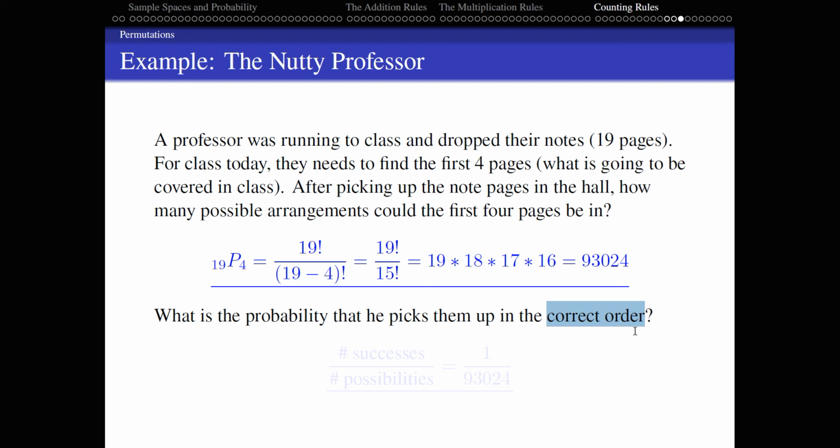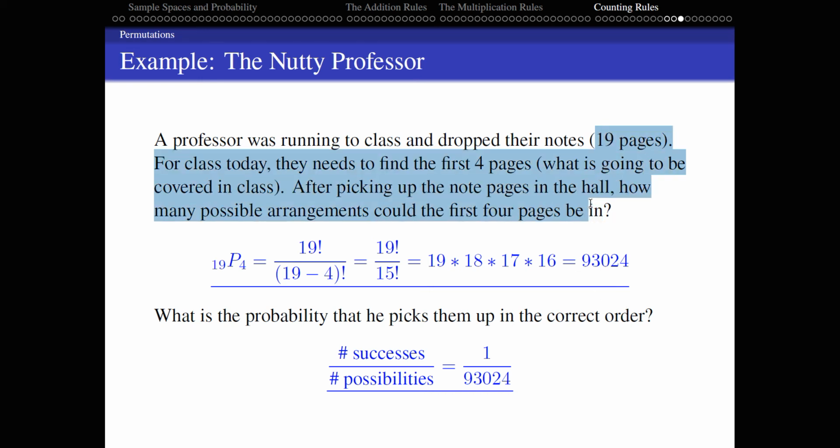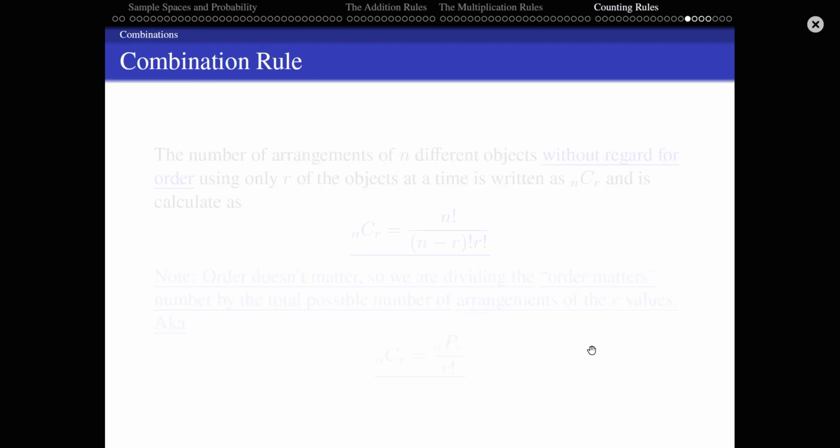Well, there's only one way to pick the first 4 pages up in the correct order, and that's to pick them up in the order 1, 2, 3, 4. Any other order would not be the correct order, so there's only one. That means that when we look at the number of successes, or the size of our event space, divided by the size of our sample space, we have 1 divided by 93,000. There's a 1 in 93,000 chance that if I dropped 19 notes on the floor and they were randomly scattered about, the first 4 pages I picked up would actually be in the correct order. Pretty unlikely.